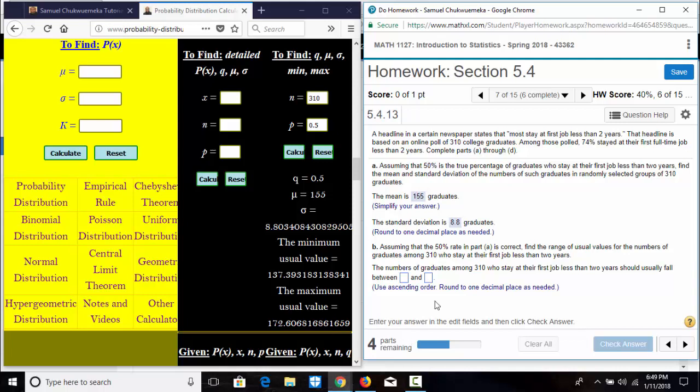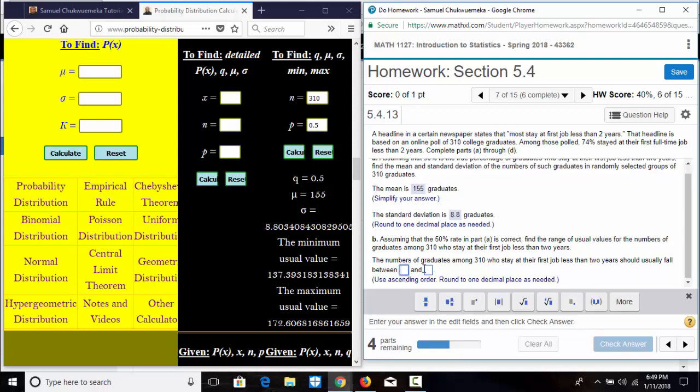Then the number of graduates among 310 who stay at their first job less than 2 years should usually fall between the minimum and the maximum. We are asked to round to one decimal place as needed. So the minimum is 137.4 and the maximum is 172.6.